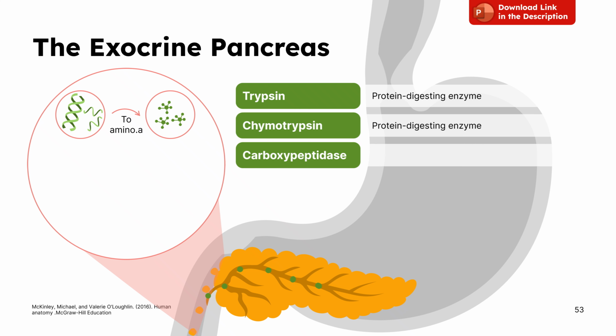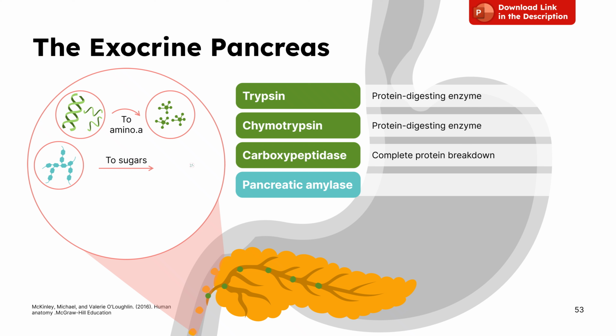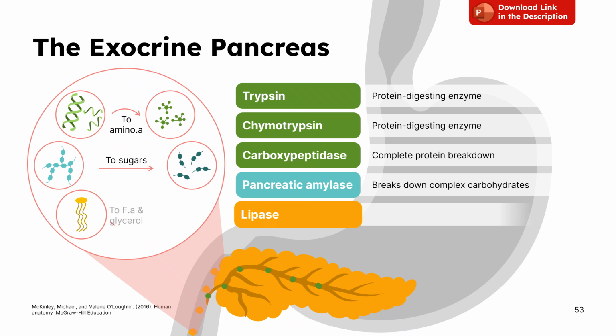Carboxypeptidase assists in the final breakdown of peptides into amino acids, ensuring complete protein digestion. Pancreatic amylase breaks down complex carbohydrates into simple sugars like maltose, facilitating carbohydrate absorption. Finally, lipase breaks down lipids into fatty acids and glycerol, essential for the digestion and absorption of dietary fats. Together, these enzymes from the exocrine pancreas ensure that proteins, carbohydrates, and fats are effectively broken down and prepared for absorption in the small intestine.